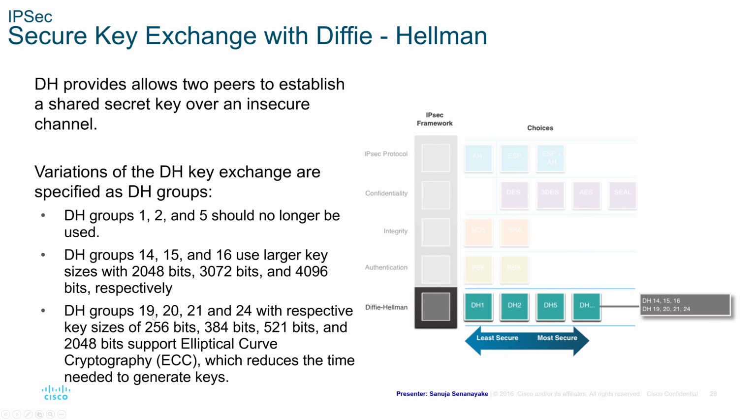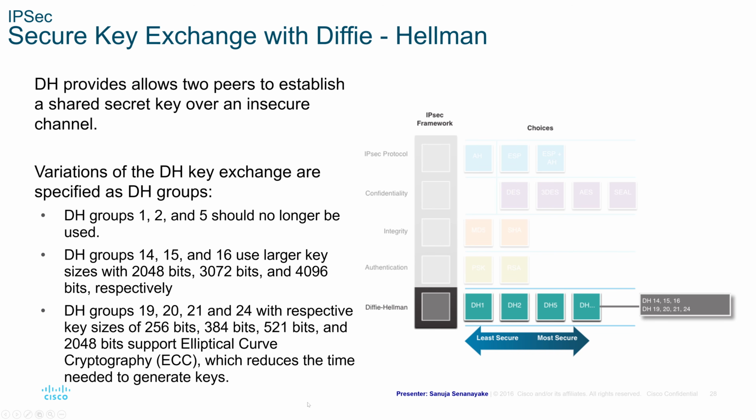The DH groups 19, 20, 21 and 24, with respective key sizes of 256 bits, 384 bits, 521 bits and 2048 bits, support elliptic curve cryptography, also known as ECC, which reduces the time needed to generate keys. So these are the different DH groups and how they differ from each other.